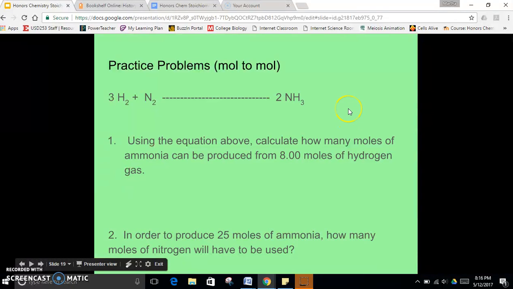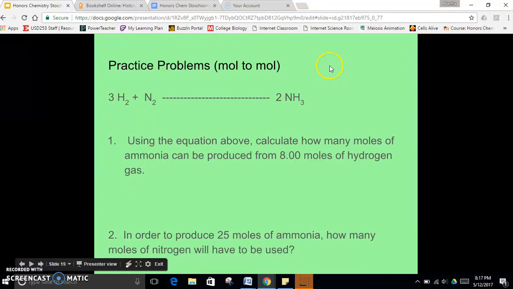And then the next slides are just some practice problems. So the first set is mole to mole, where I say I'm starting with moles of hydrogen and I want to know how many moles of ammonia I can make. And I was nice and gave you a balanced equation. And so these 2 problems are mole to mole. Go ahead and try them. We're going to do these in class. These are the practice problems that we will do in class.